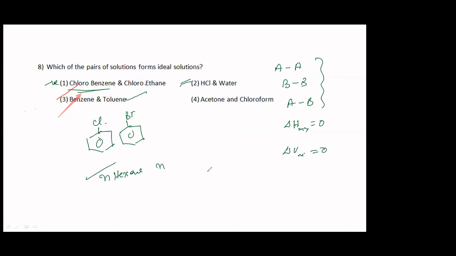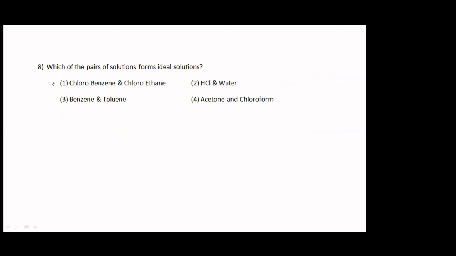Which of these two? Very important concept. Take up the first one. Chlorobenzene and chloroethane. CH3CH2Cl. In which of these two cases is the C-Cl bond more polar? Whether it is in chlorobenzene or chloroethane. More polar C-Cl bond.